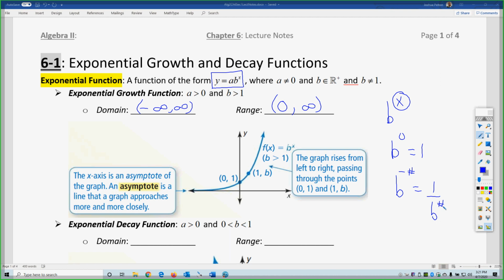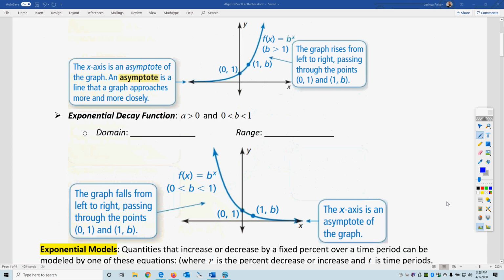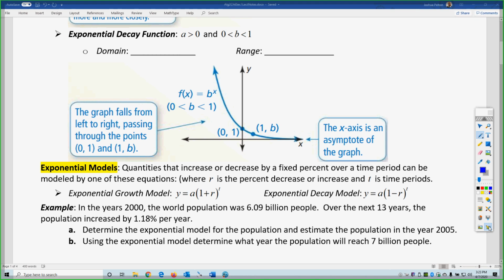If it's decay, b is between 0 and 1. Notice b is not negative. That's a different topic altogether. So 0.23, 2/3, 0.6, 3/5, anything like that are between 0 and 1. So your a times b to the x, right? That b value is between 0 and 1. Can't be 0, can't be 1, obviously.